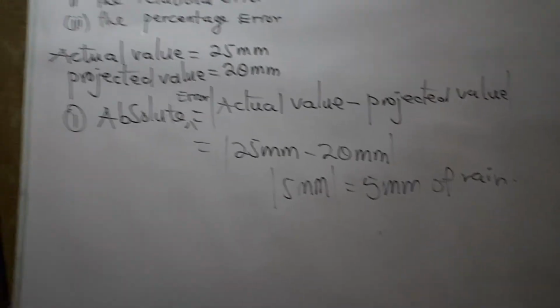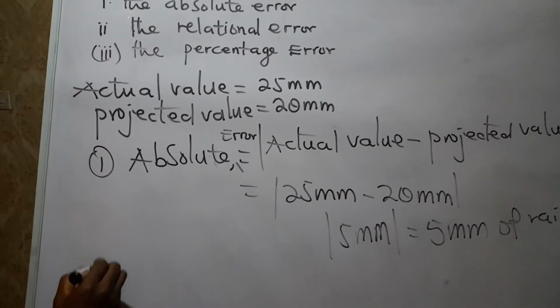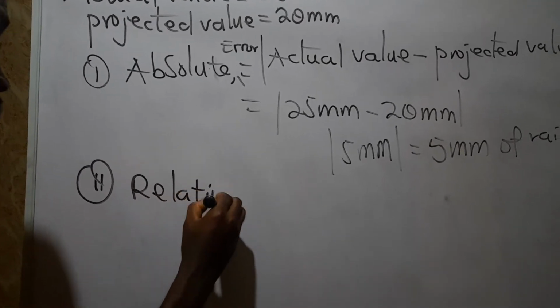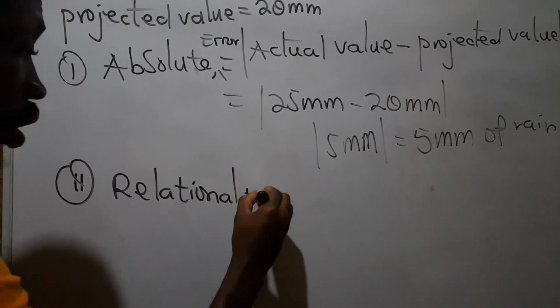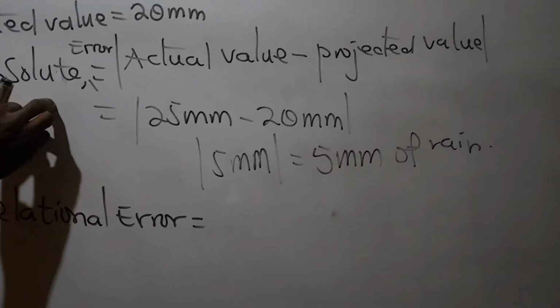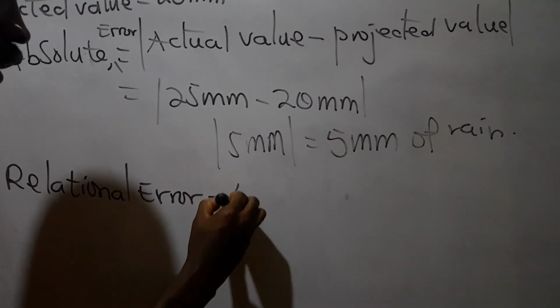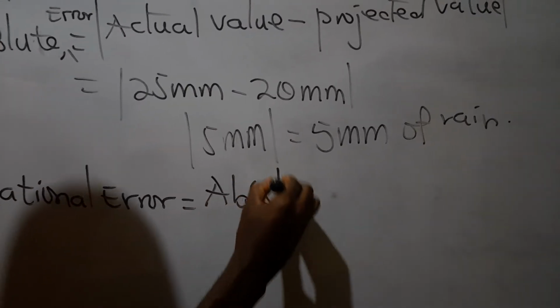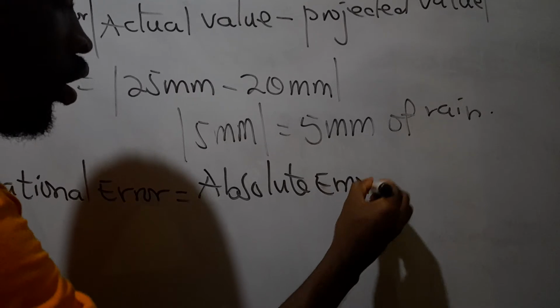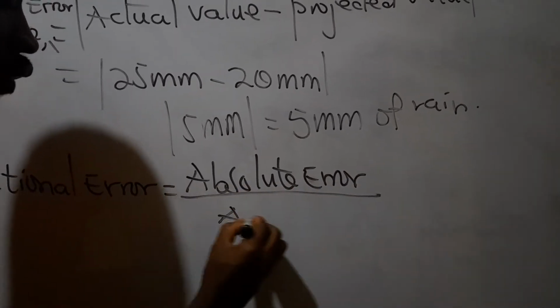Now we'll go to the second one, which is relational error. So remember, relational error is equal to the absolute error over the actual value. You can say absolute error over actual value.